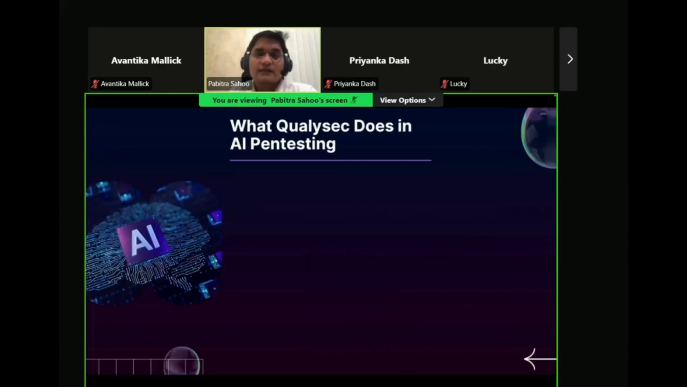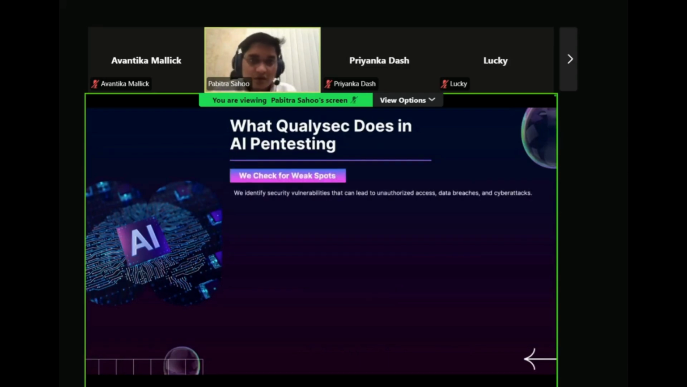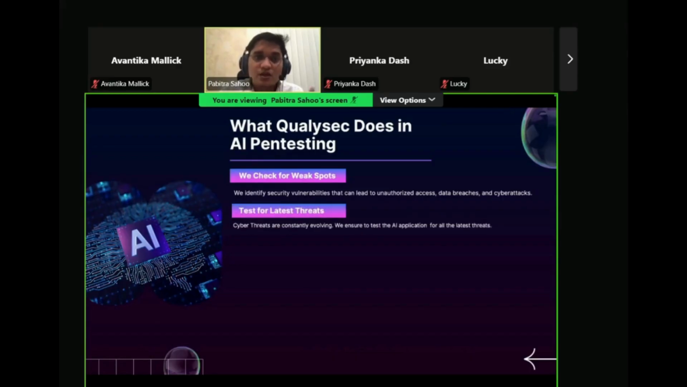And at Qualisec, how do we perform pen tests on AI-based applications? We check for weak spots, identifying security vulnerabilities that can lead to unauthorized access, data breach or cyber attack. We test for the latest threats, because threats are constantly evolving. Every time the AI is enhanced, a lot of new vulnerabilities are added, so we make sure our approach is top notch and the latest.